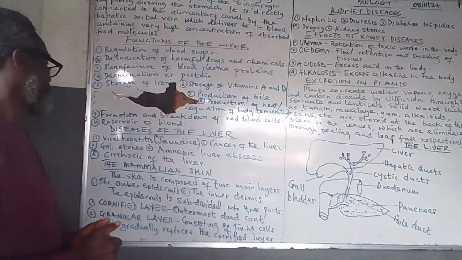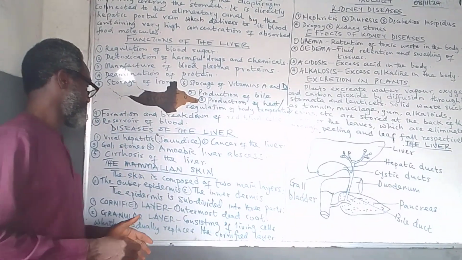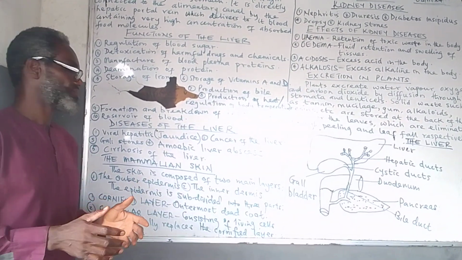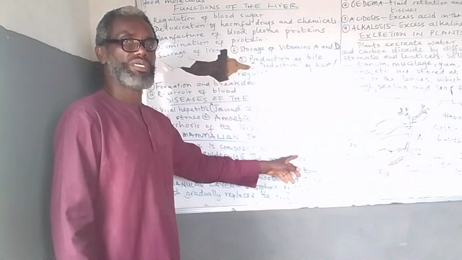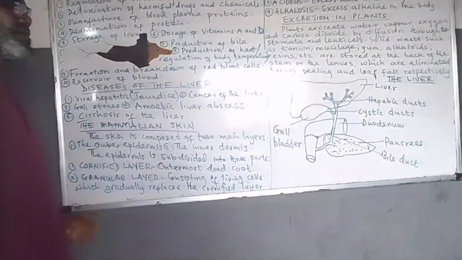Introducing us to the mammalian skin, you should know that the skin is composed of two main parts. We have the outer epidermis and the inner what? Dermis.